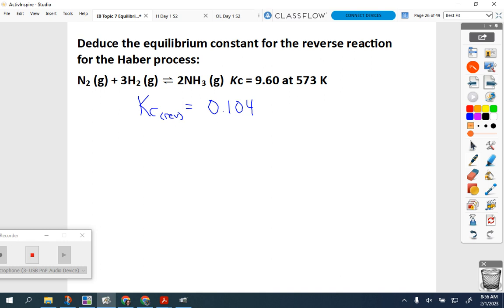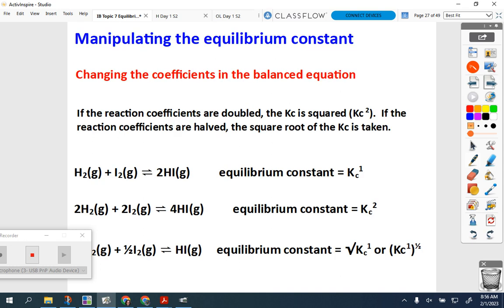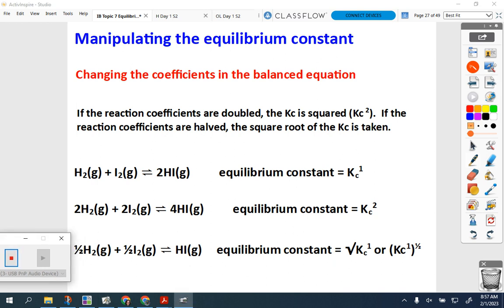All right, if we have to change the coefficients on the balanced equation for some reason, like say we're involving it in some kind of Hess's law situation, then we're going to use an exponent on Kc. So if we double the coefficients, then we're going to square the equilibrium constant. If we halve the coefficients, we're going to take the square root, because the coefficients are the exponents that we're raising the concentrations to. So the overall effect is taking the initial equilibrium constant and either squaring it or square rooting it.